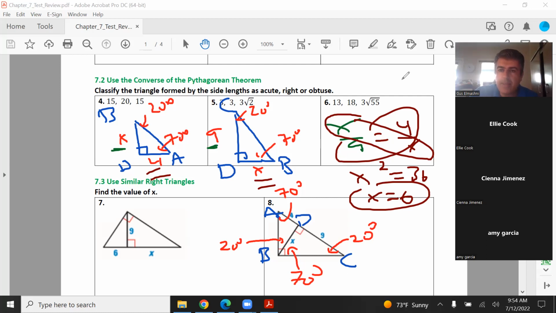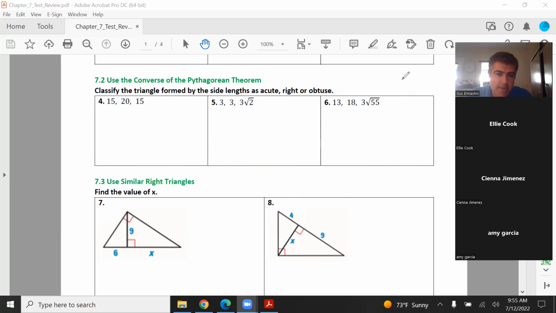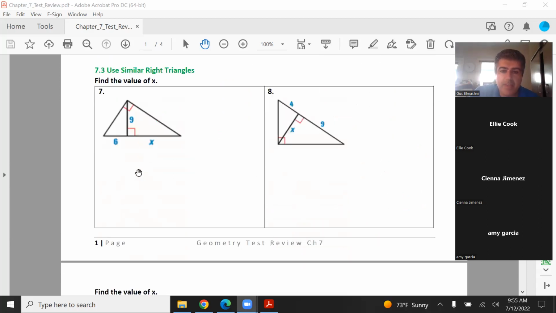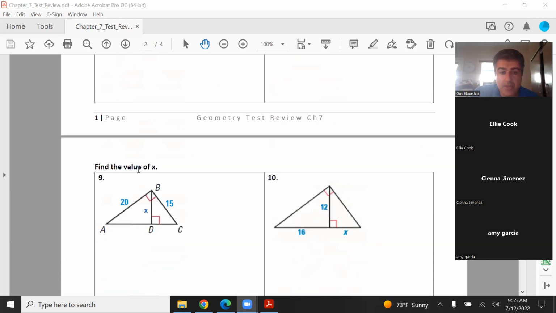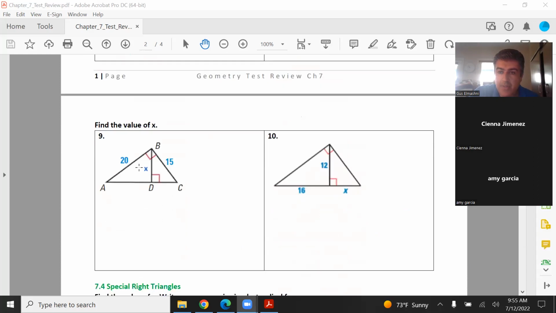So that's number 8. Hopefully that helps a little bit. I would watch this again if you're still a little confused about it. Watch again, maybe try number 7. Number 7 is very similar. You could check the answer. And actually, 9 and 10 are also very similar problems.